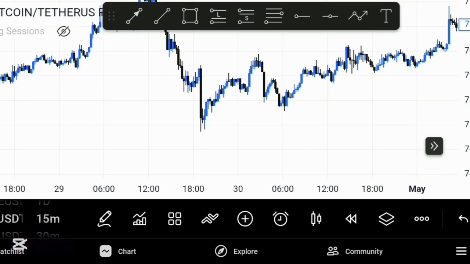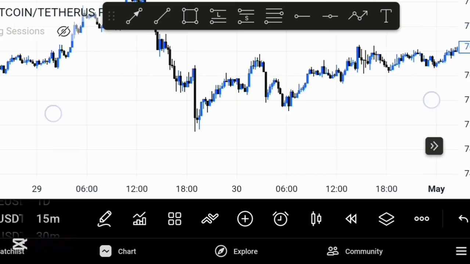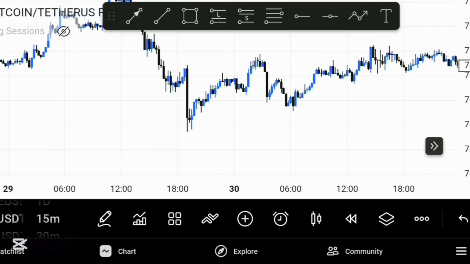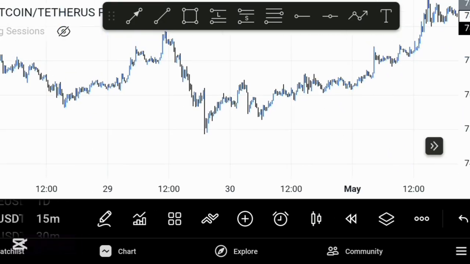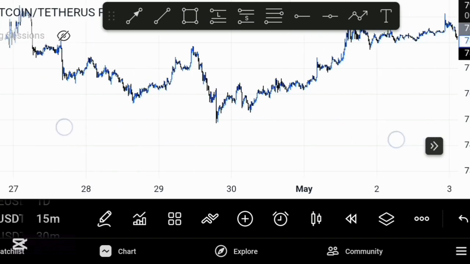But before we mark out the order block, the first thing we are going to do here is first mark out the break of structure. So before we mark it, we'll first have to identify the trend, if it's a bullish trend or a bearish trend. And how can we identify that? We first have to look at the chart. As you can see guys, this chart is bullish.